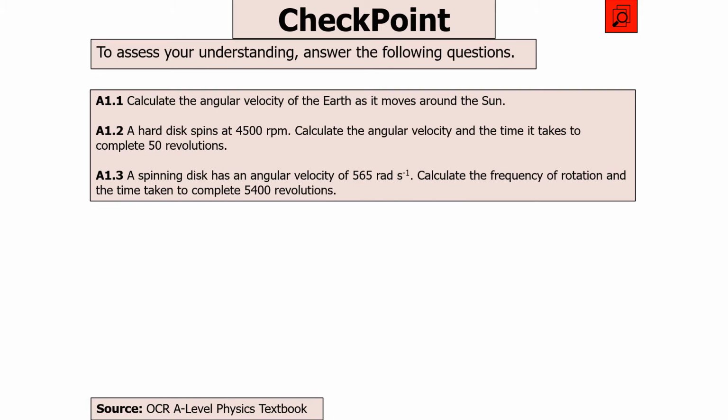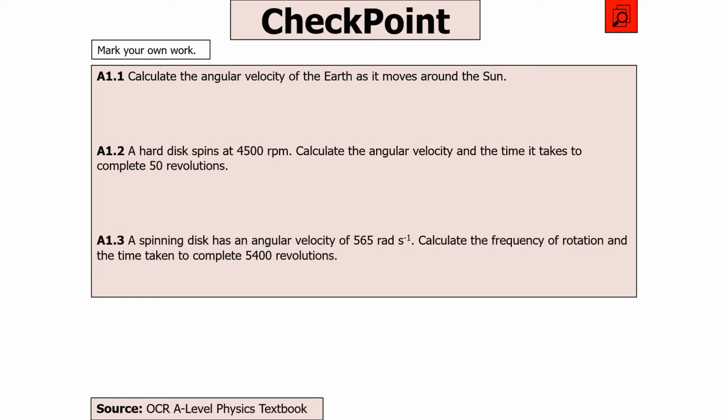The next question says, calculate the angular velocity of the Earth as it moves around the Sun. Then a hard disk spins at 4,500 revolutions per minute. Calculate the angular velocity and the time it takes to complete 50 revolutions. Then a spinning disk has an angular velocity of 565 radians per second. Calculate the frequency of rotation and the time taken to complete 5,400 revolutions. So pause the video now, then unpause the video and you can go through your answers.